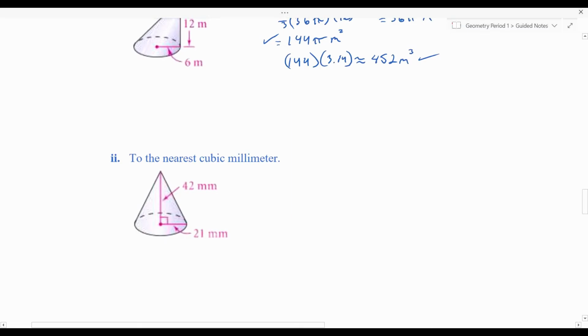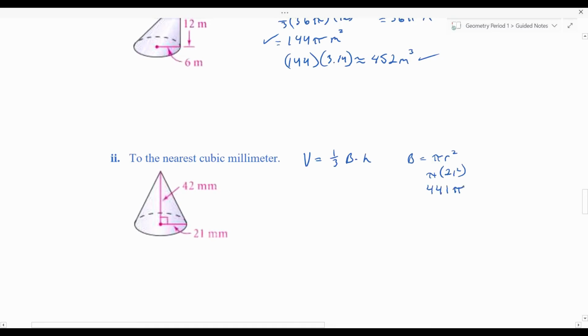Part 2 is basically the same thing. So we have volume equals 1/3 the area of the base times height, right? So we know that the area of the base is going to be pi r squared, and we have the radius is 21 millimeters, so we have pi 21 squared. 21 squared is 441, so we have 441 pi. Let me rewrite that so the 1 doesn't mix up with the pi.